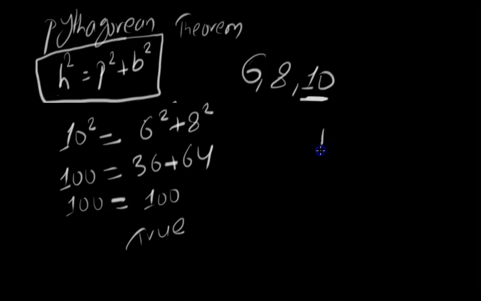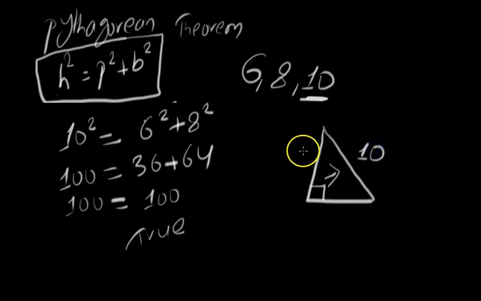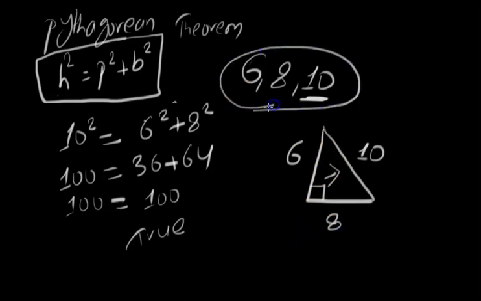How do we plot this? We plot it by making a right angle triangle with the 90 degree angle here. The longest side will always be the hypotenuse, opposite the 90 degree angle. This will be 10, and as I told you before, it doesn't matter whether you put 6 as P or B. So 6 will be here and 8 will be here. This will be a right angle triangle with the 3 given sides.